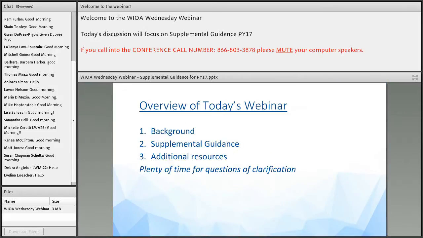So we're just going to talk about three things today. One, we'll provide a little background. Two, we'll go through 6 items of the supplemental guidance as well as 2 technical changes. And then we'll talk about any additional resources. And we will stop at certain points and open it up for questions.